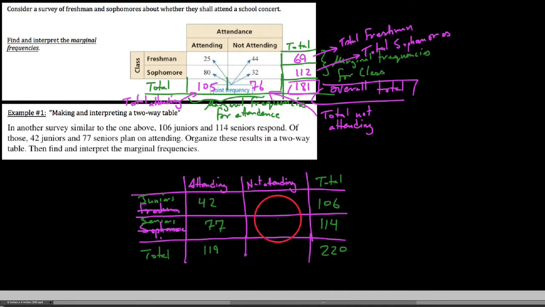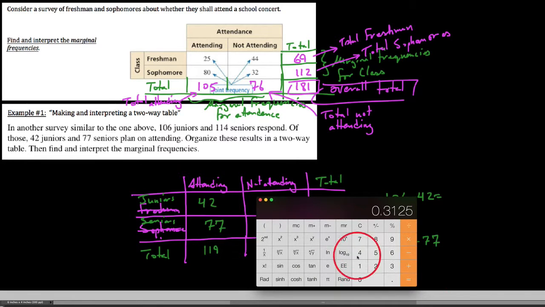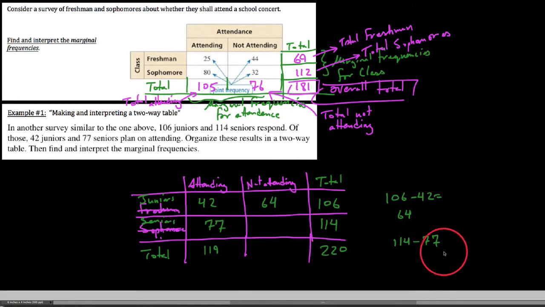And with respect to what we get over here, here's what we know. If we add the total attending and the total not attending for juniors, we'd have the total number of juniors. So we're going to take our 106 and subtract off 42, and that should leave us with 64. That means that we have 64 people not attending here. And looking at this here, we would say 114 total seniors. If we take off the 77 that are attending, 114 minus 77, don't want to make any mistakes here, we would get 37. So we have 37 here, and in terms of a grand total, it would have to end in a 1, let's see here, 101. And adding these marginal frequencies up, we get 220.